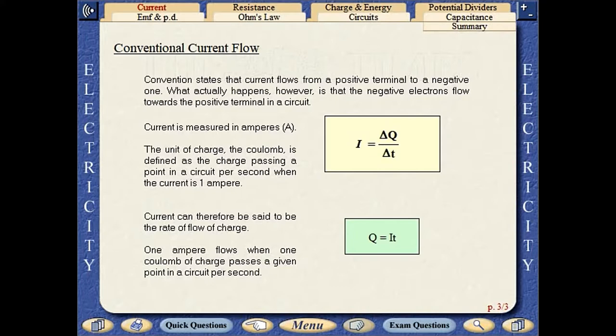Current is measured in amperes. The unit of charge, the coulomb, is defined as the charge passing a point in a circuit per second when the current is 1 ampere. Current can therefore be said to be the rate of flow of charge. 1 ampere flows when 1 coulomb of charge passes a given point in a circuit each second.